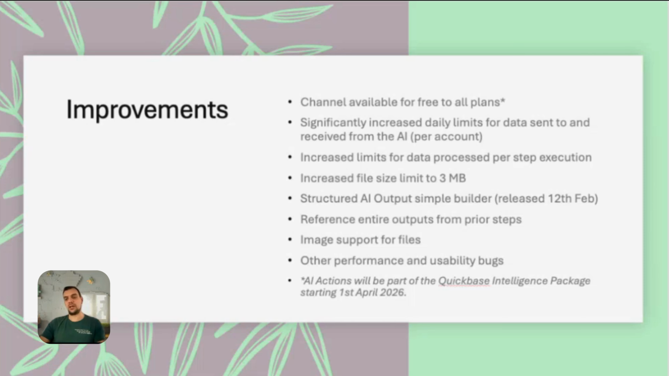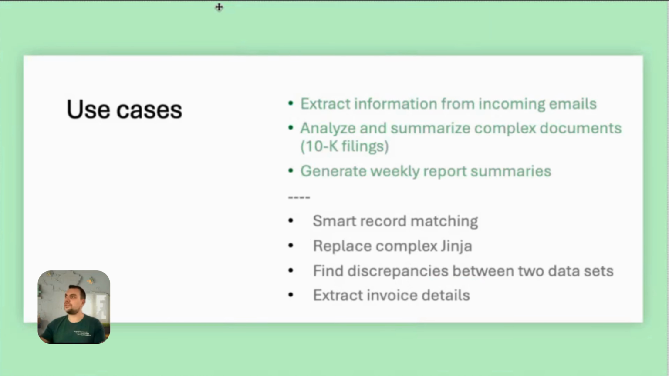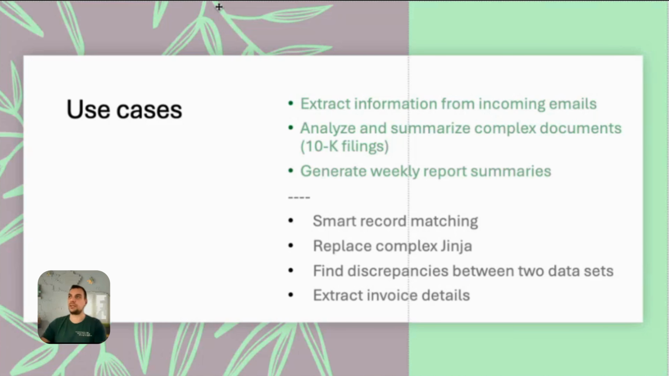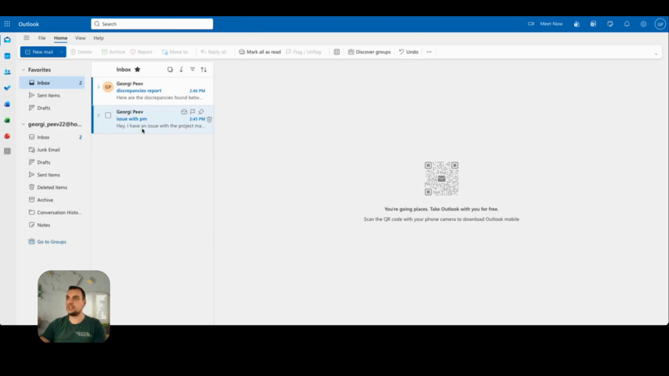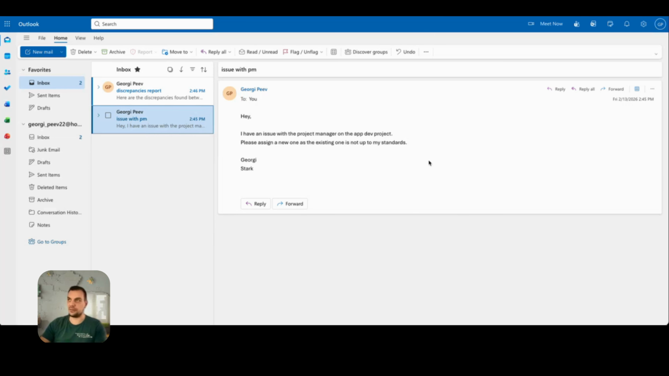Some of them go as an addition to the existing ones that you have seen so far. What I've shown you so far is extracting information from incoming emails, analyzing and summarizing documents or finding information inside them, and lastly, generating weekly report summaries from a Quickbase report to send yourself a summary. So we're building on top of those, starting off with the first use case, which is the incoming emails.